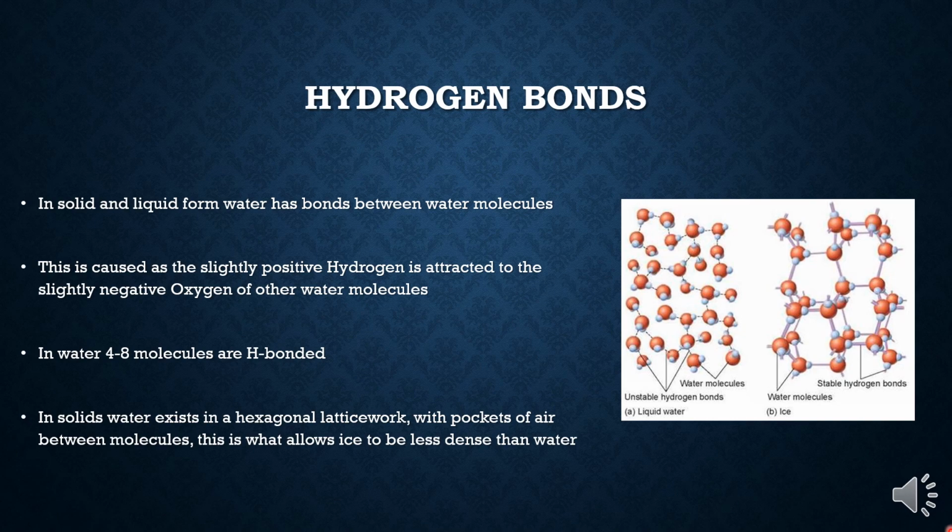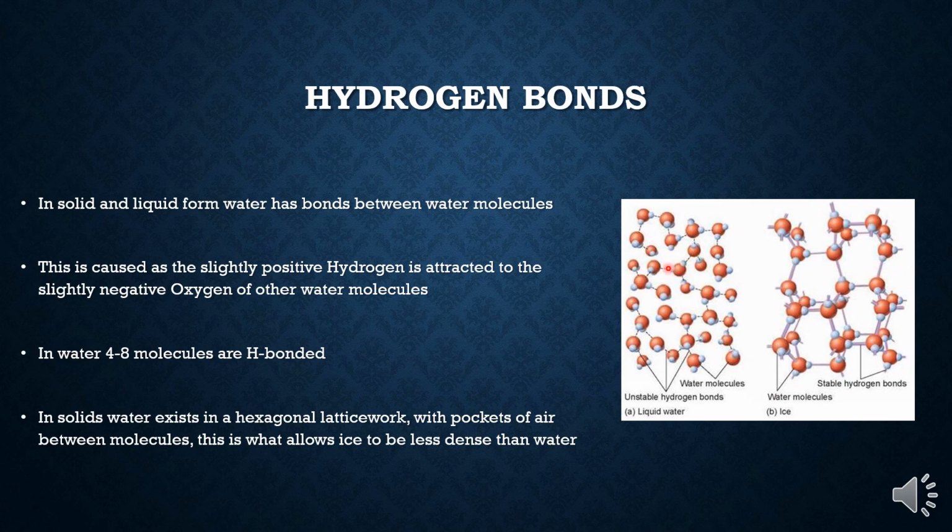Hydrogen bonds. In solid and liquid form, water has bonds between water molecules. These are intermolecular forces, not intramolecular. This is caused as the slightly positive hydrogen, these little blue ones on here, is attracted to the slightly negative oxygen. In water, 4 to 8 molecules are H-bonded. Here you can see in this one on the right, this is the water. You can see for this example here, there are 1, 2, 3, 4 hydrogen bonds formed to it.